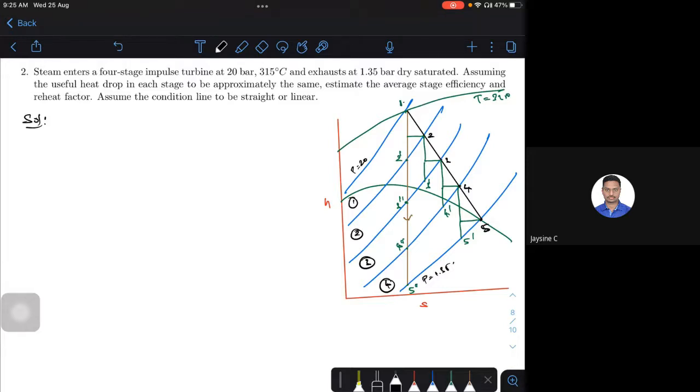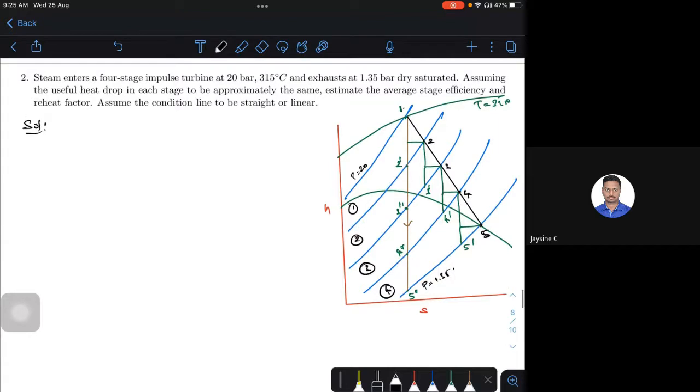Okay, now let's go to what we call the Mollier chart. From the Mollier diagram, from now onwards I'll try to use more of the Mollier diagram and less of the steam tables. Wherever it's required, we'll use the steam tables.